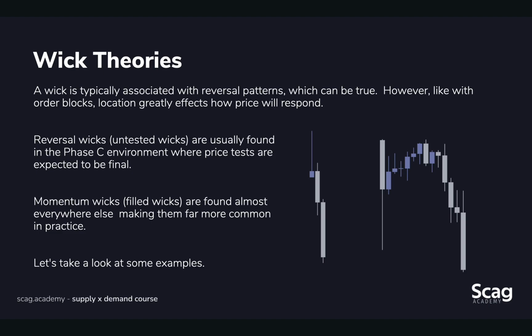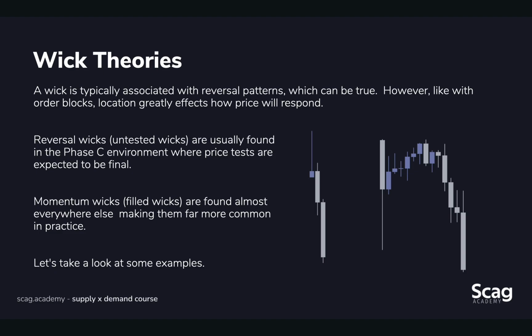So, for example, a typical reversal wick, which is basically a wick that is left mostly untested, mostly unfilled, where price doesn't really revisit that area again, is usually found in the phase C environment, where we expect price tests to be final. We don't really expect price to revisit that area a bunch of different times. Now, a momentum wick is a wick that we typically expect to be filled. And these are found almost everywhere else, to be honest. These are actually more common than an unfilled wick. Most wicks, whether it's immediately on the next candle or later in a different session, will usually get filled. So these are going to be more common in practice.